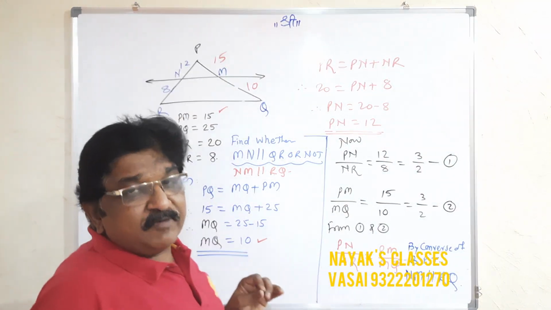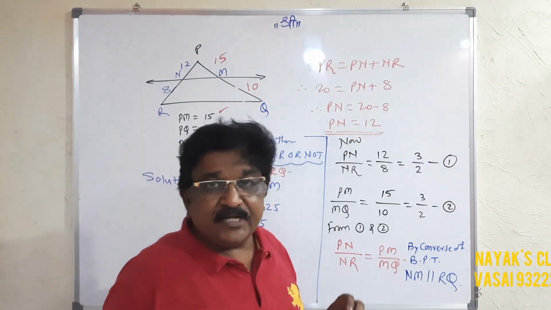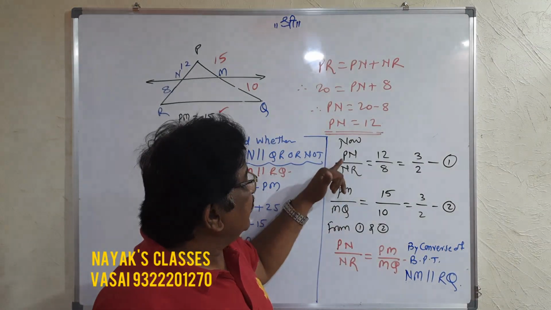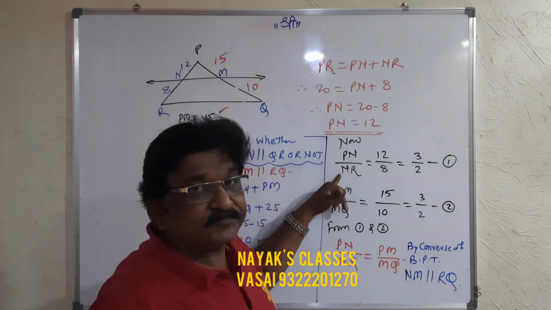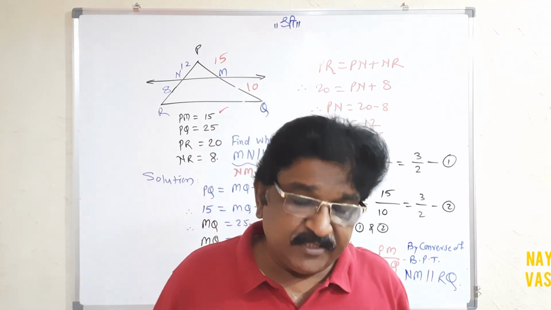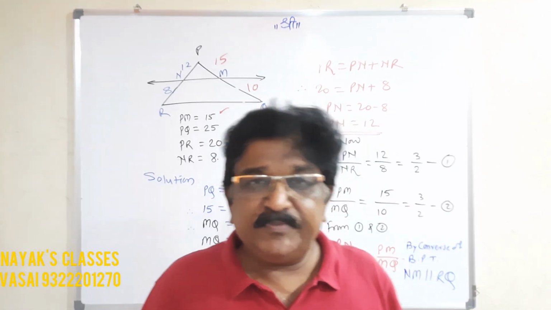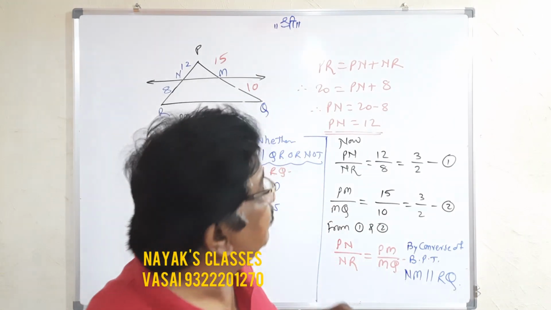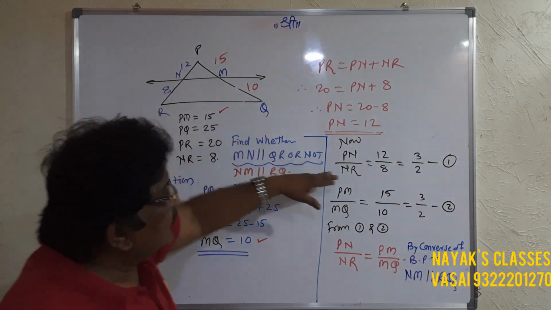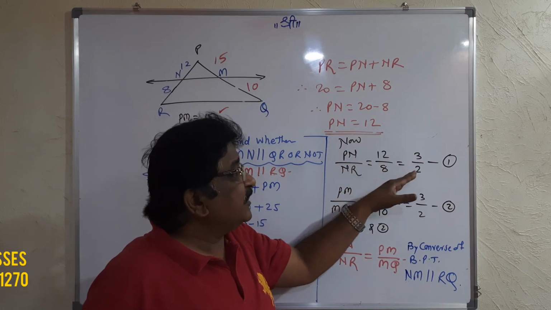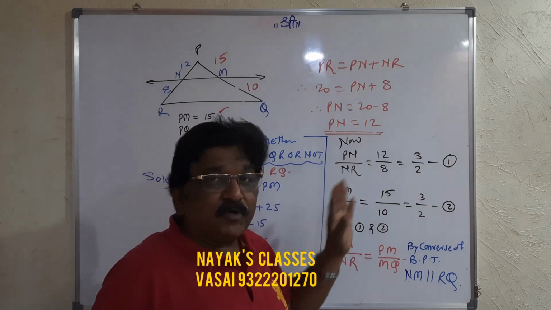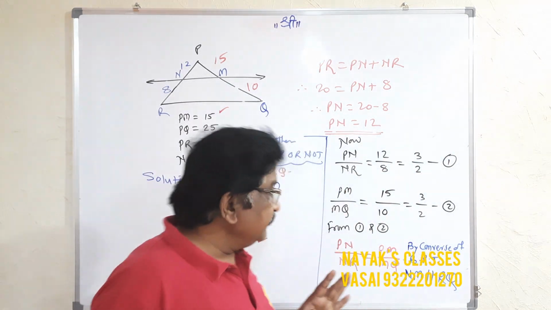Now the remaining work is to find the ratios by putting the values. First we will take PN upon NR. To prove the basic proportionality theorem, the ratios must be equal. The first ratio will be PN upon NR, so it is 12 upon 8. After cutting, 4 twos are 8, 4 threes are 12, that is 3 upon 2. That is statement number 1.